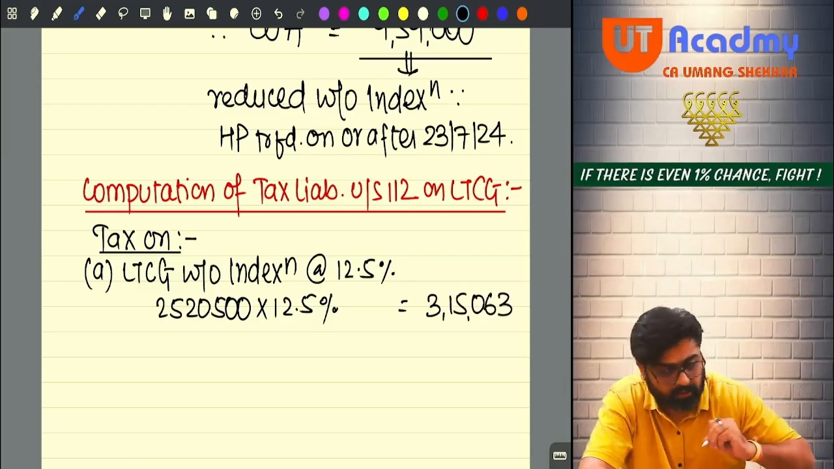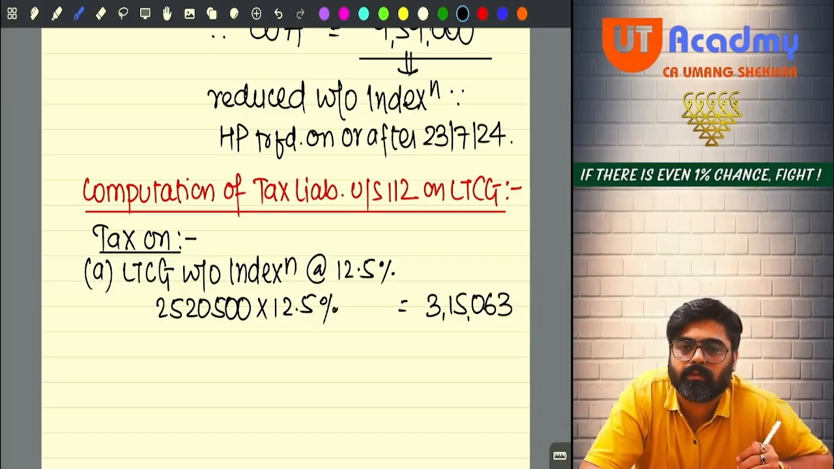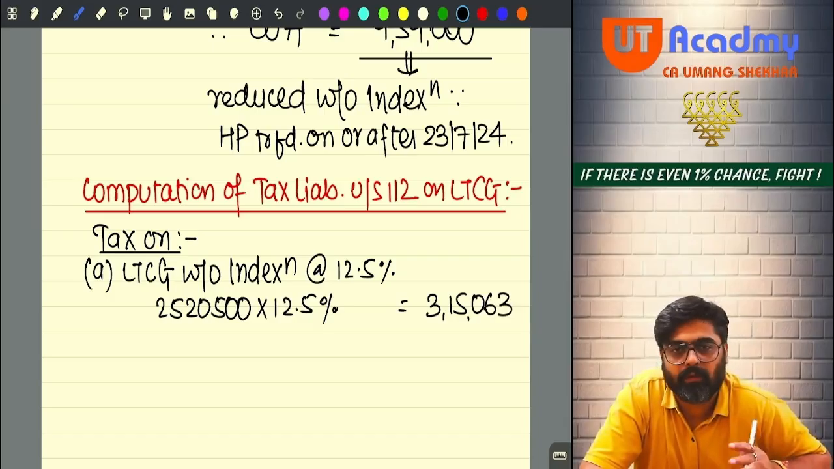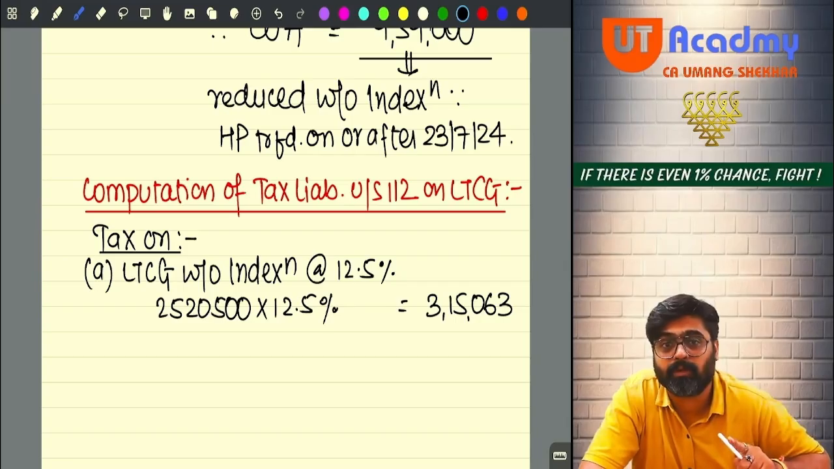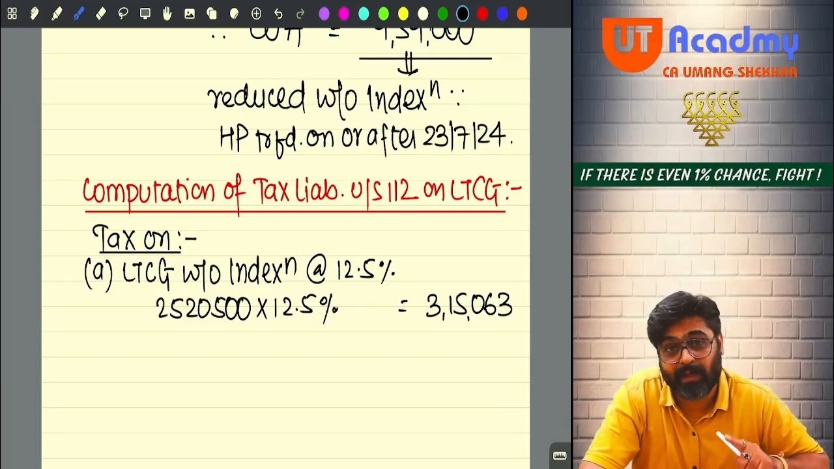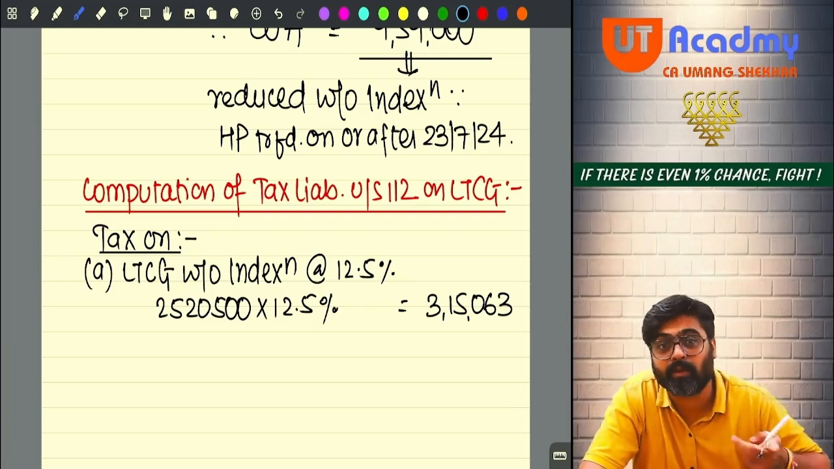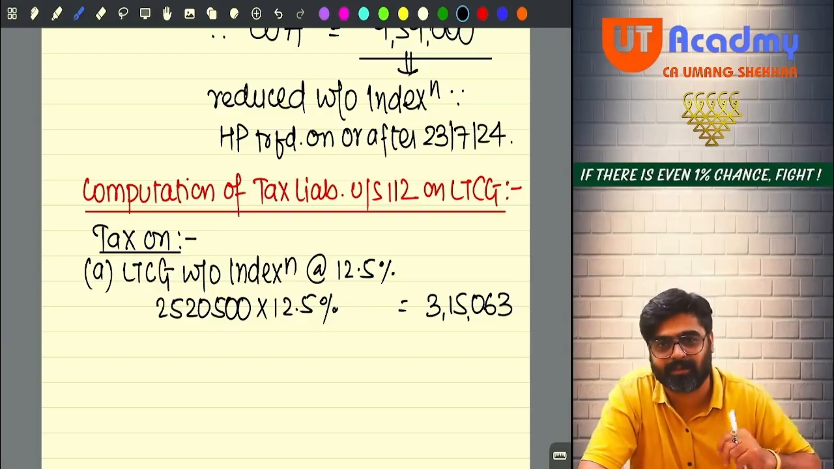3,15,063. Everyone getting this tax? So they are telling me to pay this tax. But what will I do? I will tell them that see, I am a resident individual, house property transferred on or after 23rd July. But that house property I acquired prior to 23rd July. I will get one option at the time of calculating the tax to pay tax at the rate of 20% on long-term gain with indexation.